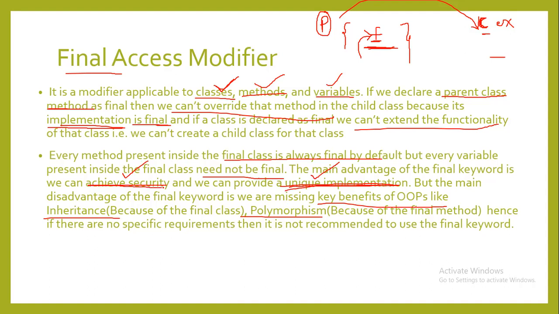And if you talk about achieving security, if you have a final class, then you cannot reuse that class with the help of inheritance. That class is final and any of its methods cannot be reused by any of the other child classes. So thereby that class is secured, and through that we can achieve security. However, we have some disadvantages, like we miss some of the key benefits of OOPS like inheritance and polymorphism. Polymorphism is overriding, so overriding cannot happen, and inheritance also cannot happen if the class is final.